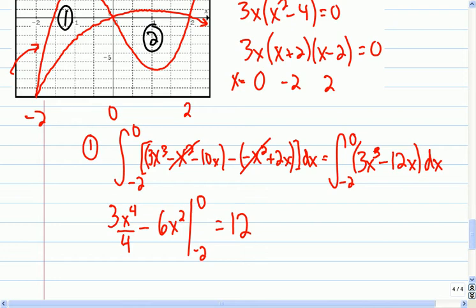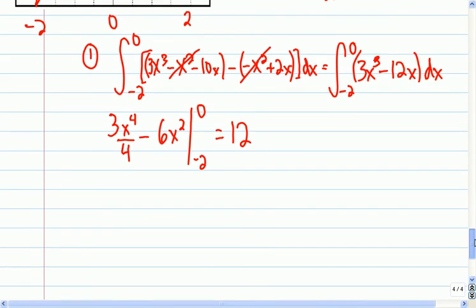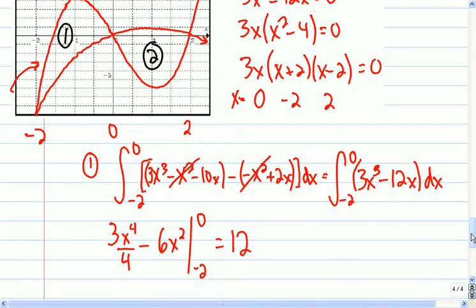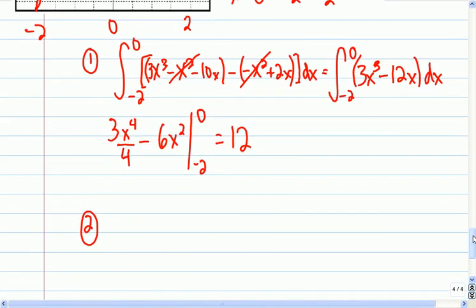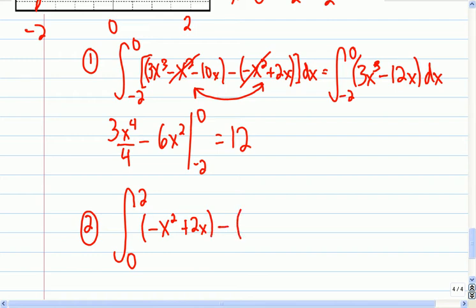Okay. So we need to work out region number 2, which will be very similar, except in region number 2, it's the parabola which is on top now. So here I now have a parabola on top. So I need to switch the two functions around. They're going to get switched when I take the integral. So this time I go from 0 to 2, and the parabola is on top. So negative x squared plus 2x minus 3x cubed minus x squared minus 10x.